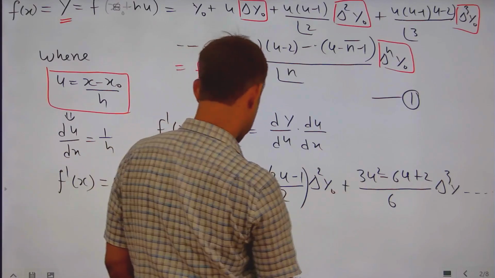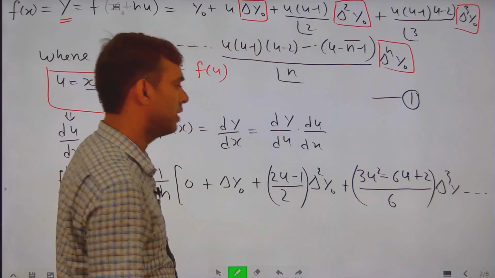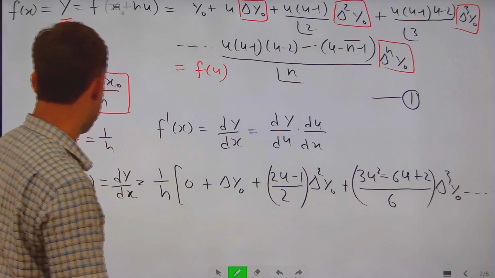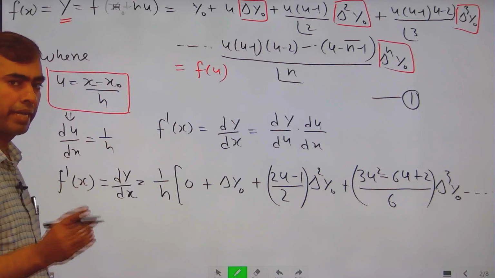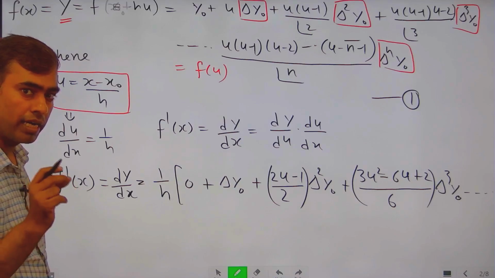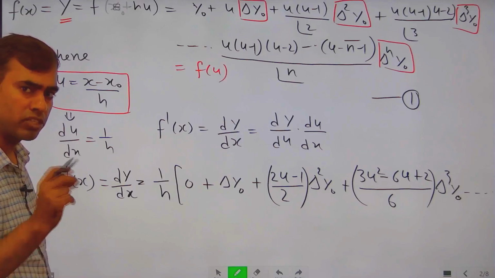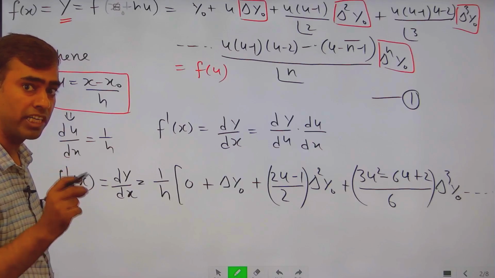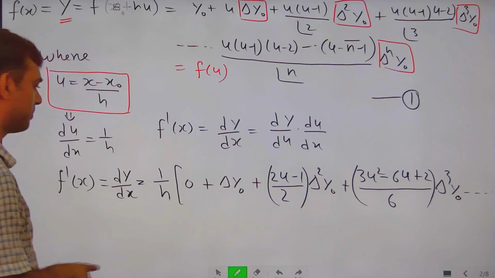So, this one, (3u² - 6u + 2)/6 Δ³y₀. So, this one is a what? This one is the value of a derivative at an initial point, at a starting point. You may also find the derivative at the starting point at x equal x₀. So, if we put x equal x₀ here, then what will happen?